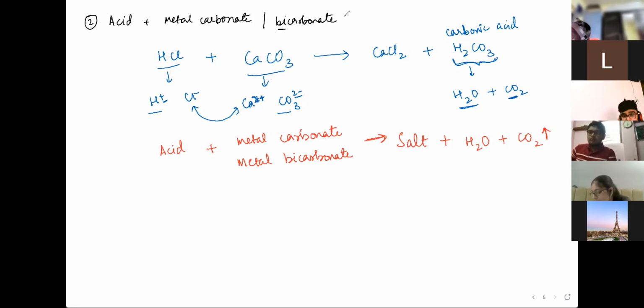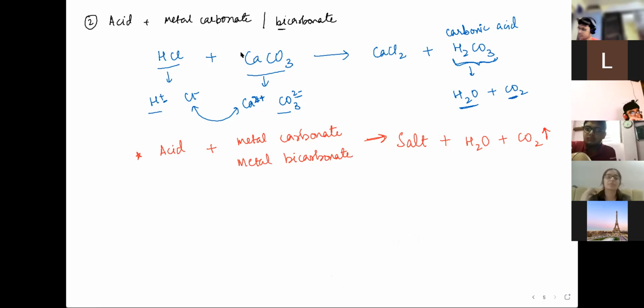So this is the generalized reaction of an acid. Whether you take a carbonate or a bicarbonate, basically hydrogen carbonate, the products will be the same. The only thing that changes is the balancing, depending on what you have, but the products will be the same. Clear? Yes, ma'am.